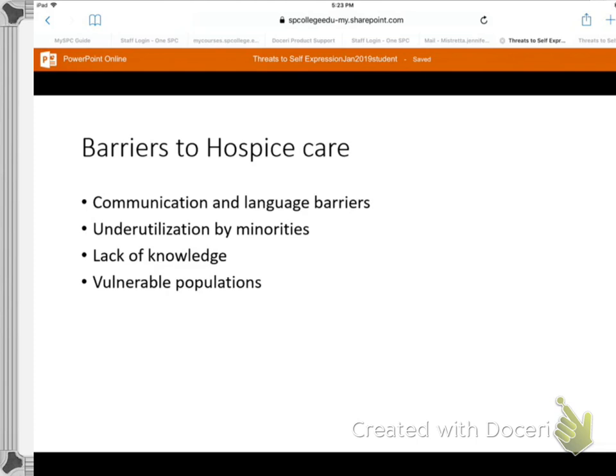Lack of knowledge goes right back to people just not understanding hospice. They don't understand what it is. They really truly believe that if you're going to put somebody on hospice, they are on their way out the door, and that you're stopping everything. You're not going to treat anything. You're going to let them just lay there and die. So it's a lot of education with the general public. And vulnerable populations also do not use hospice care as much as the general population.